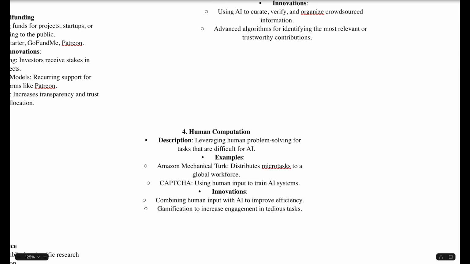And the fourth one we have is human computation. This is where humans perform tasks that computers cannot easily do, and it is often in partnership with an AI or software system. Like reCAPTCHA, which uses human effort to digitize books or improve AI datasets.